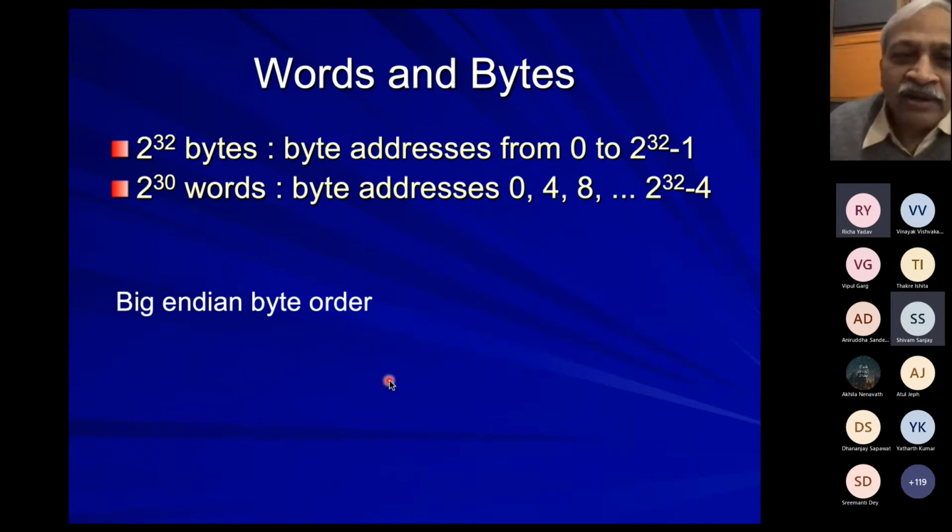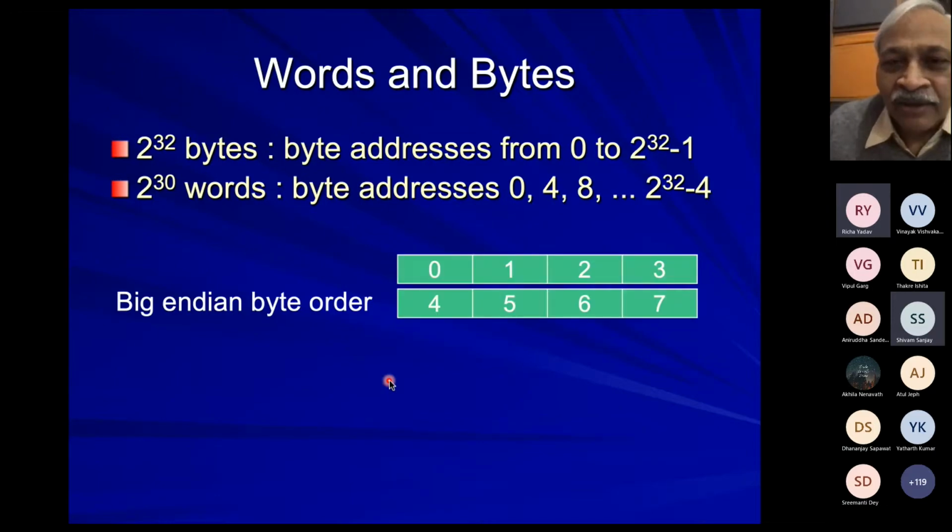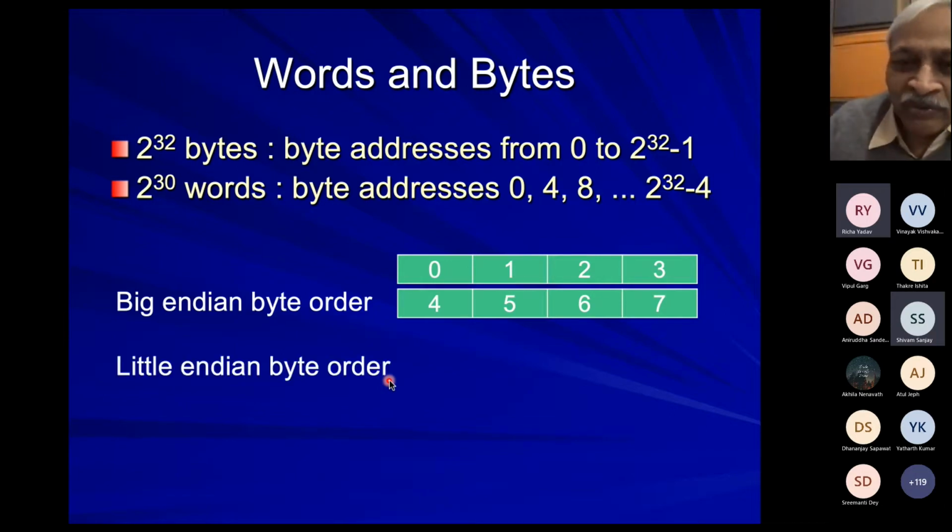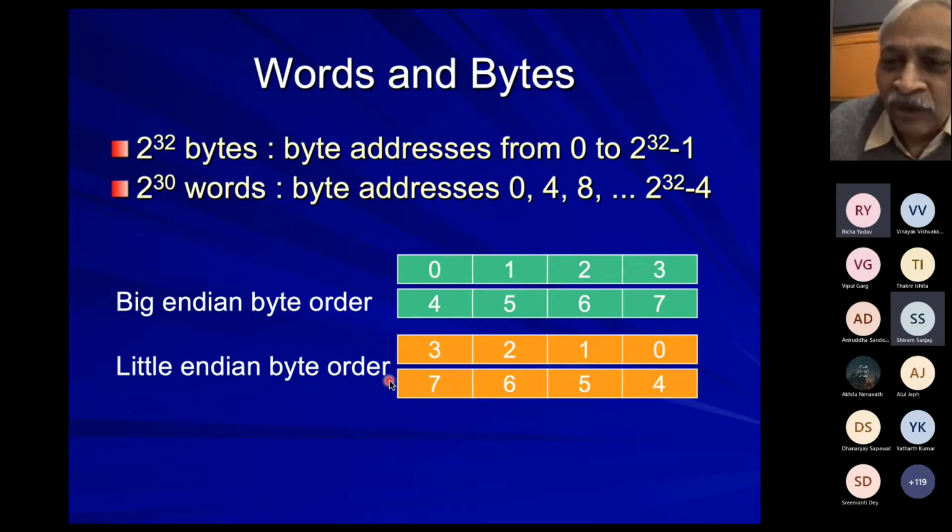Bytes within a word can be ordered in 2 different ways. One is big endian byte order, where you start from, so to say, the left side or the most significant side. So you could number bytes as 0, 1, 2, 3, 4, 5, 6, 7, going from left to right. And the other is little endian byte order, where you do the opposite. Different computers follow different orders. Some follow big endian order, some follow little endian order.